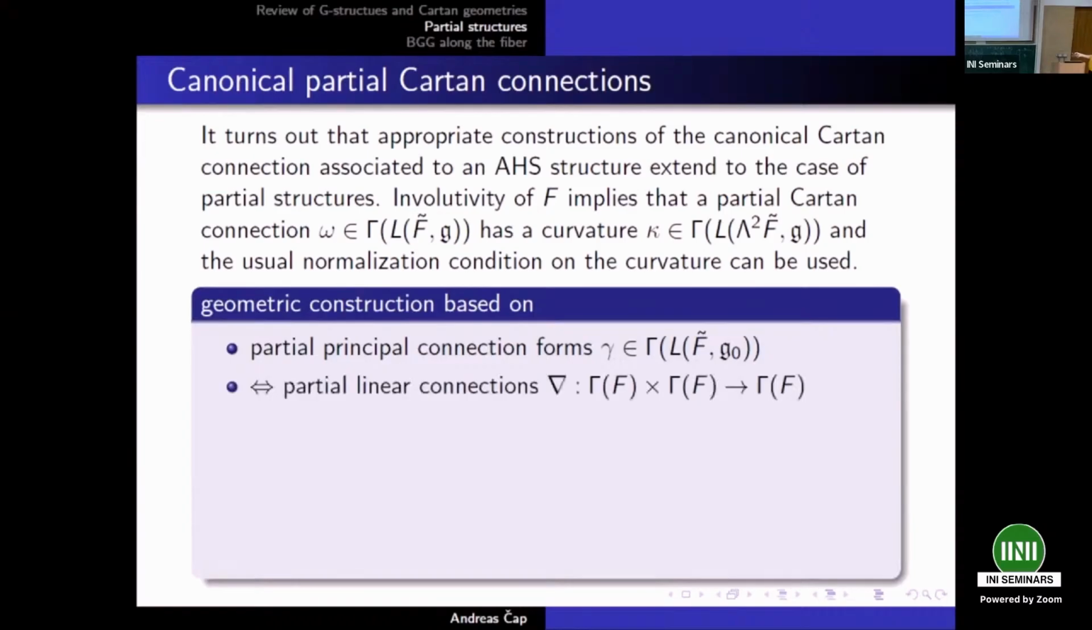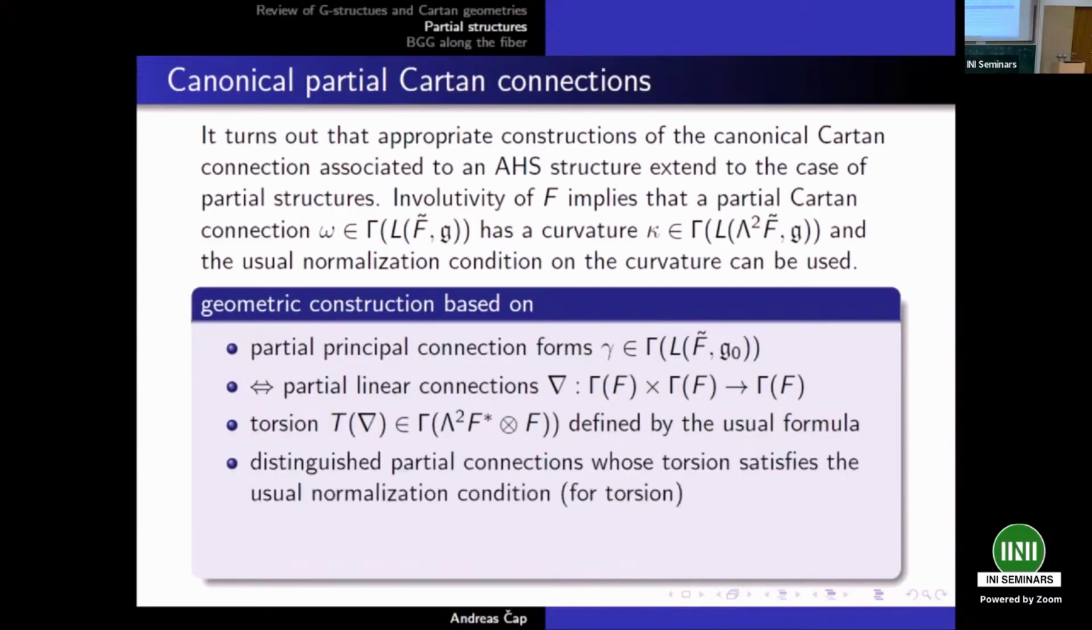They are equivalent to partial linear connections, which are defined on the distribution F and allow differentiation only in F directions. And such a partial linear connection has a torsion that you can define by the usual formula, using that F is involutive. And so you can use the same normalization condition as before to define distinguished partial connections. You can attach them to each point.